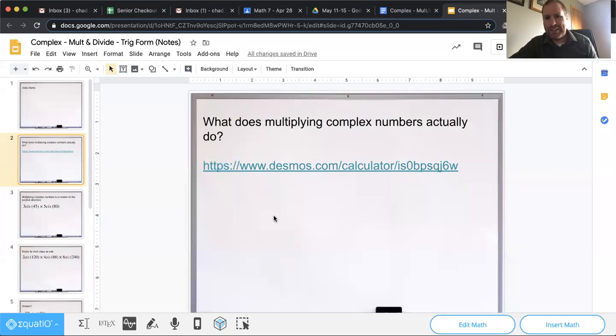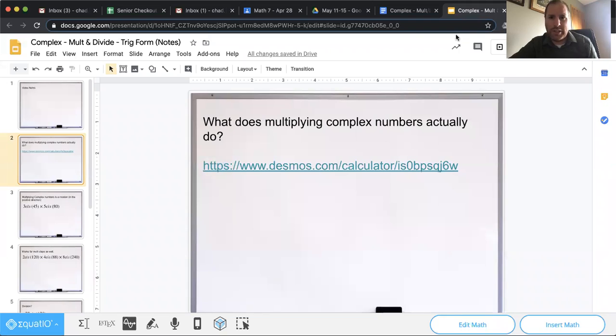And that's why a lot of times we use trig form, because it's easier to multiply and divide when you're in trig form. It's easier to add and subtract in the rectangular form. That's easier to do then. It's easier to multiply and divide in our new trig form here. So that's what we're going to look at: how do we multiply and divide stuff?